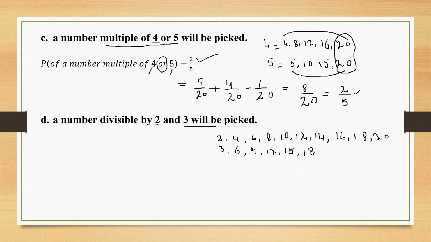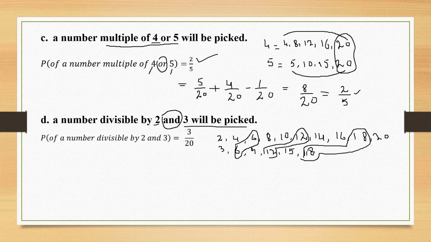Okay, but here we have "and", which means we will take only those numbers which are common in both. So how many numbers are common? Here 6 is common, and 12 is also common, and here 18 is also common. Okay, when you have "and", we just write down the common ones. So in total we have 3 numbers, so the answer will become 3 by 20.